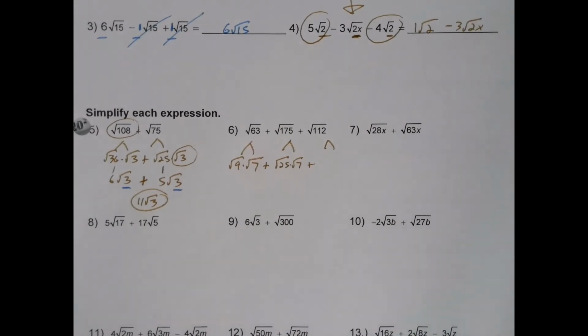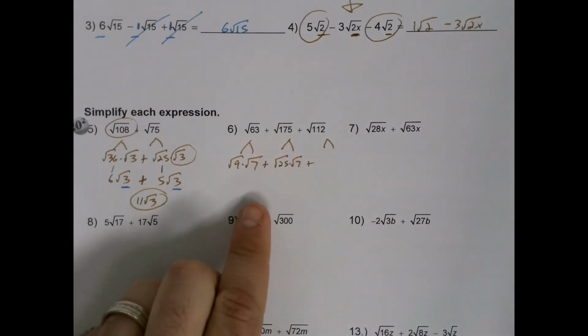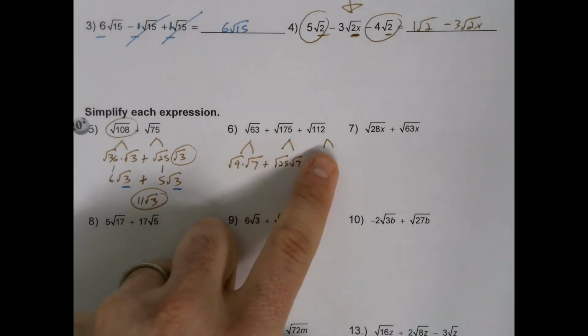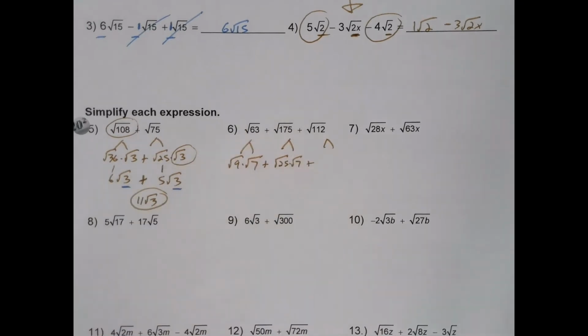And I'll give you guys a little hint. When you break these down and you notice a common one in each of them, most likely that's going to come out of the last one too. So 7 should come out of 112. But you could check it. Let's look for perfect squares that come out of 112. 7 and 16. 16 is our perfect square.